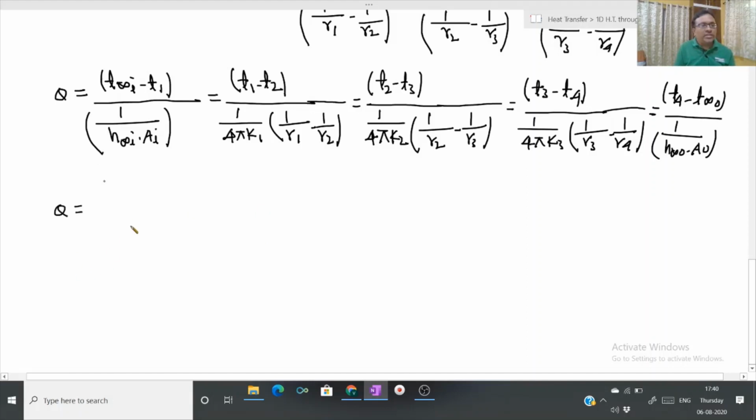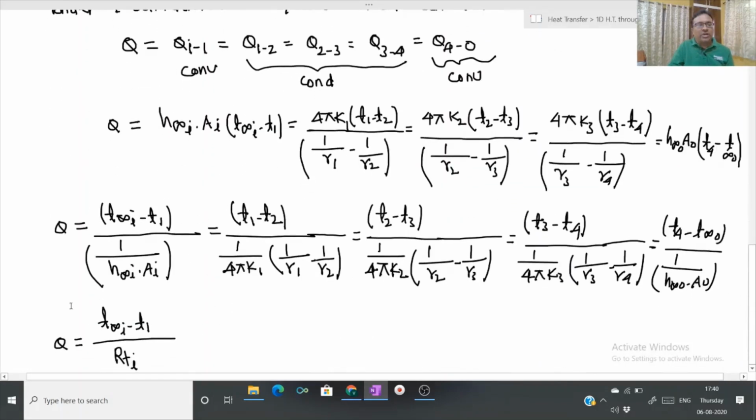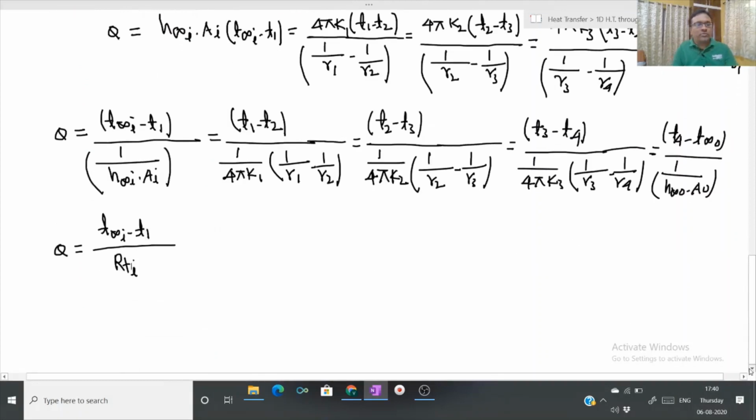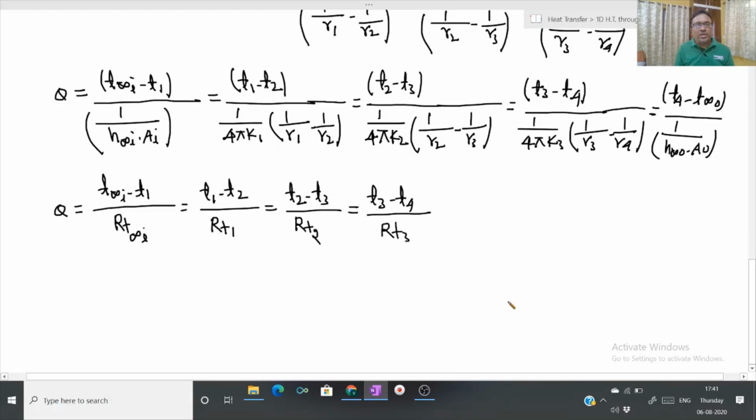So I can further write these as T infinity I minus T1 over R T infinity I. Let me check how I represented these resistances. Okay, I have represented it by R T infinity I is equal to T1 minus T2 over R T1, is equal to T2 minus T3 over R T2, is equal to T3 minus T4 over R T3, and finally T4 minus T infinity O over R T infinity O.